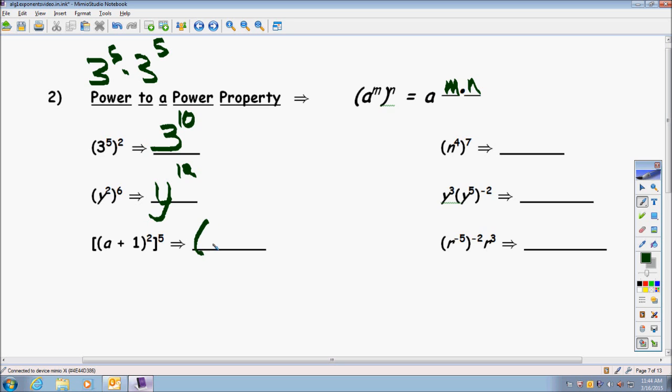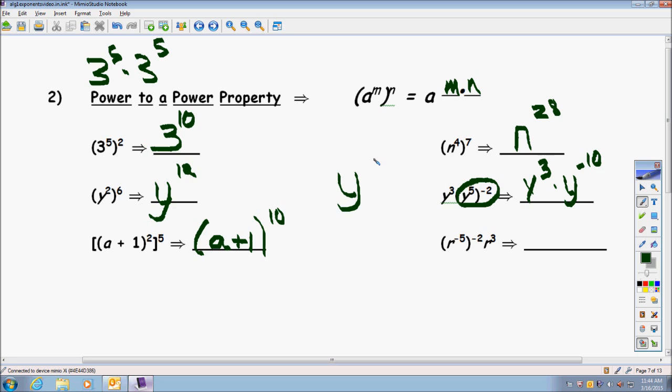A plus 1. Keep the expression in parentheses. A plus 1 squared to the 5th power. Again, I could write it out 10 times, but why would I? 2 times 5 is 10. Okay, n to the 4th to the 7th power is n to the 28th. Okay, y cubed, we'll leave that alone. That's going to become y to the negative 10. So it's going to be y cubed times y to the negative 10, which becomes y to the negative 7th, which becomes 1 over y to the positive 7th.